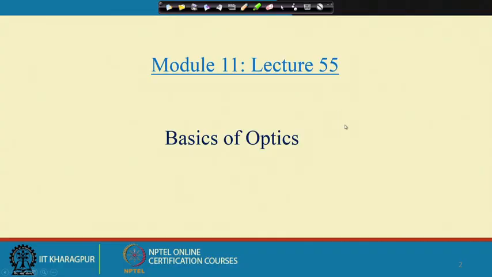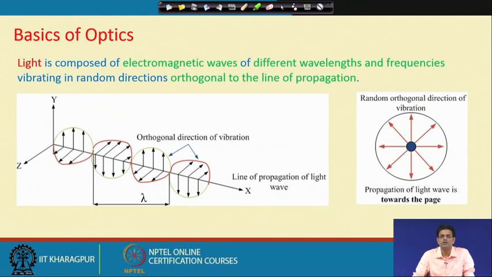Here in this lecture we will essentially understand the basics of optics. It is basically a review of optics, some of which we already know. As for instance, light is an electromagnetic wave of different wavelengths and frequencies vibrating in a random direction orthogonal to the line of propagation.